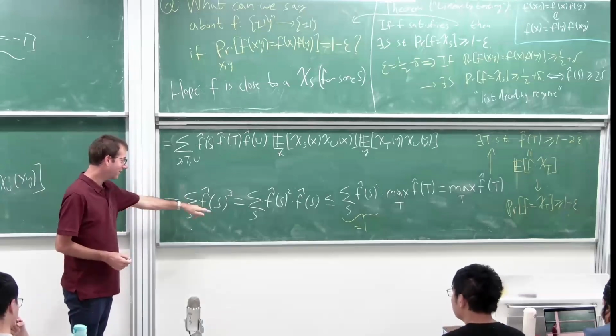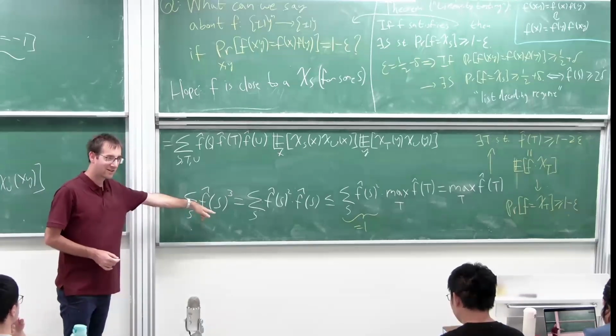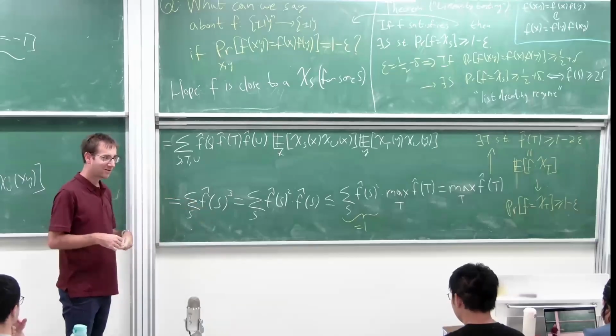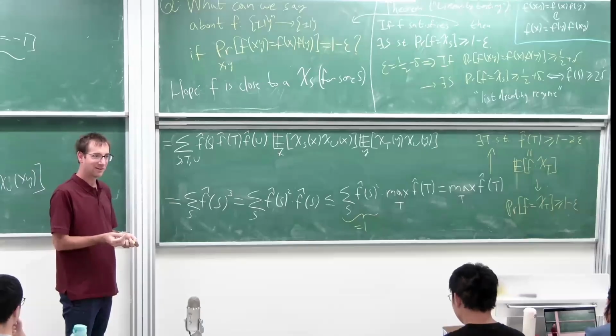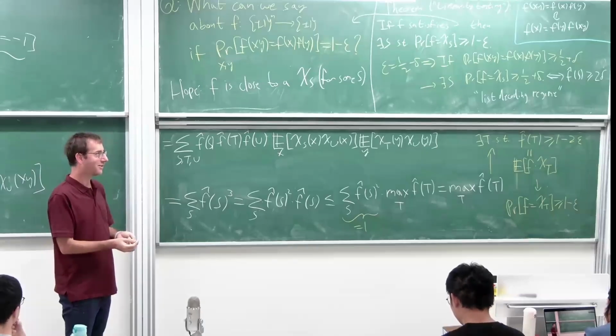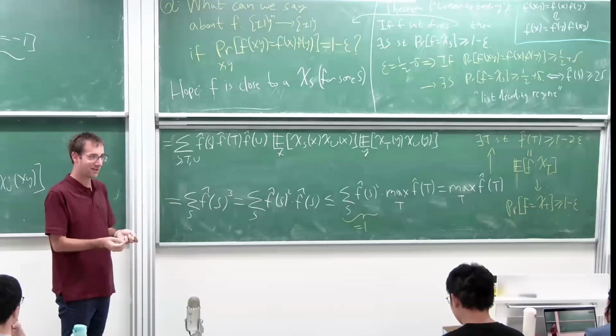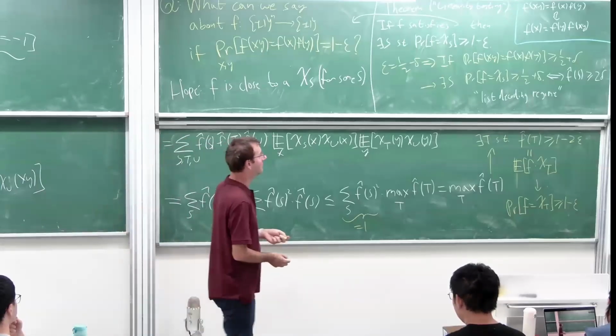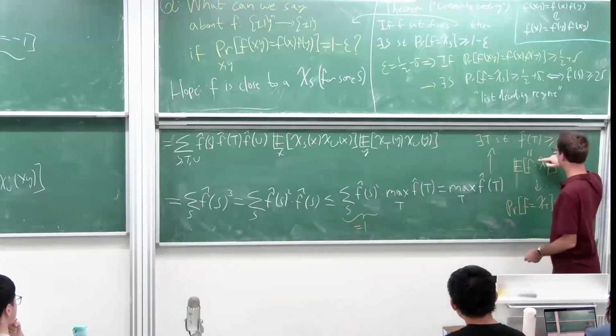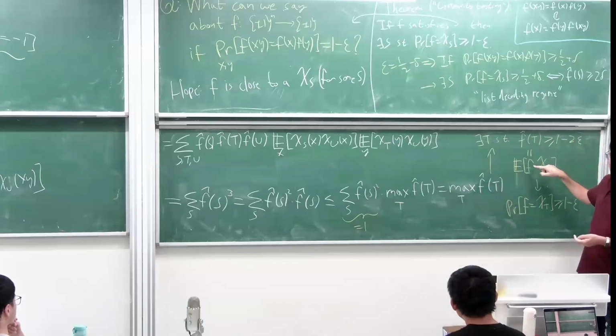So this calculation showed that the sum of cubes is very close to 1. This is only possible if one of the Fourier coefficients is itself close to 1. And this is the same as saying that the function agrees with this Fourier character with probability close to 1. We wrote it above, but we used inner products; otherwise it's the same.